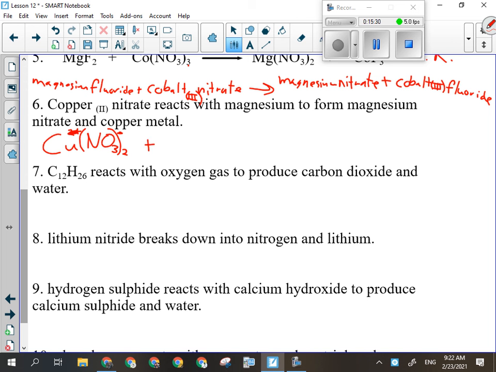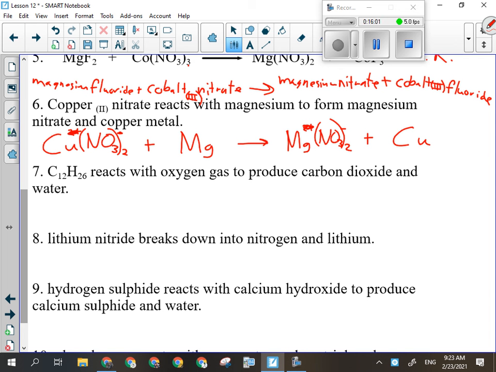It reacts with magnesium. Magnesium's not with anything, so it's just magnesium as an element. And that's going to form magnesium nitrate. Magnesium's a 2+, nitrate is a 1-, so we drop and swap. And copper, sorry, not calcium.